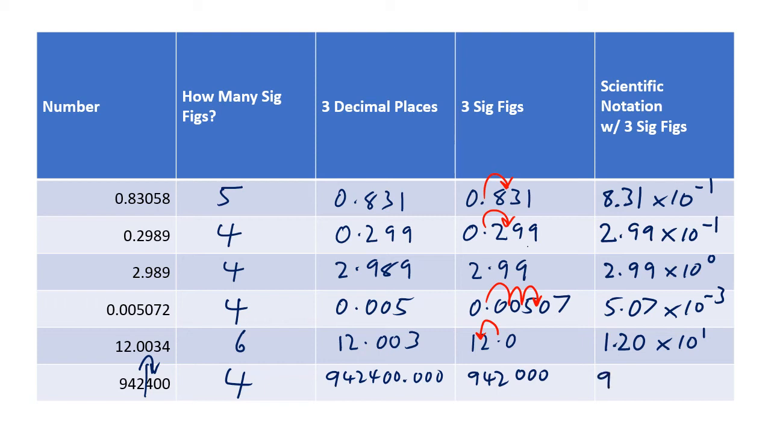So now you write the number 9.42. There's our three significant figures times 10. Now, how many moves are we doing here? So if our decimal place was here, we have to go 1, 2, 3, 4, 5. Am I getting that right? So it's times 10 to the 5. And that's how you work these all out.